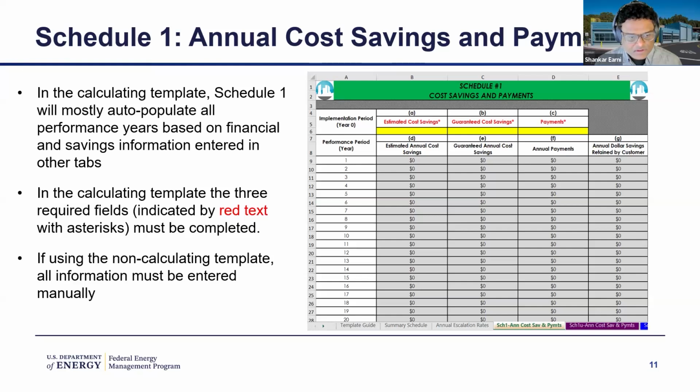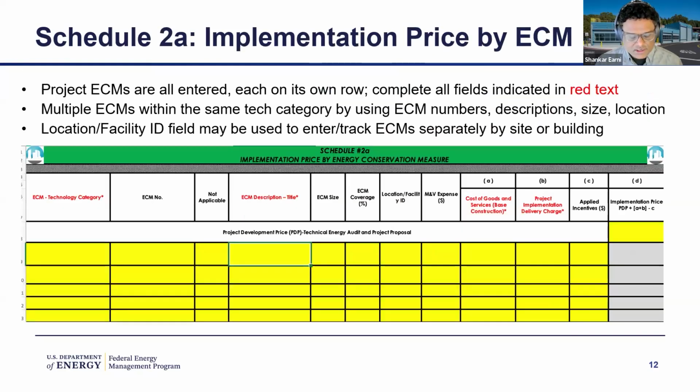And the other thing is, this is just the calculating template, and there's another version that's non-calculating. So this is Schedule 2A. This is where you list all your ECMs associated with the project, and then you include the costs associated with those projects. So I think we have entries for 250 ECMs.